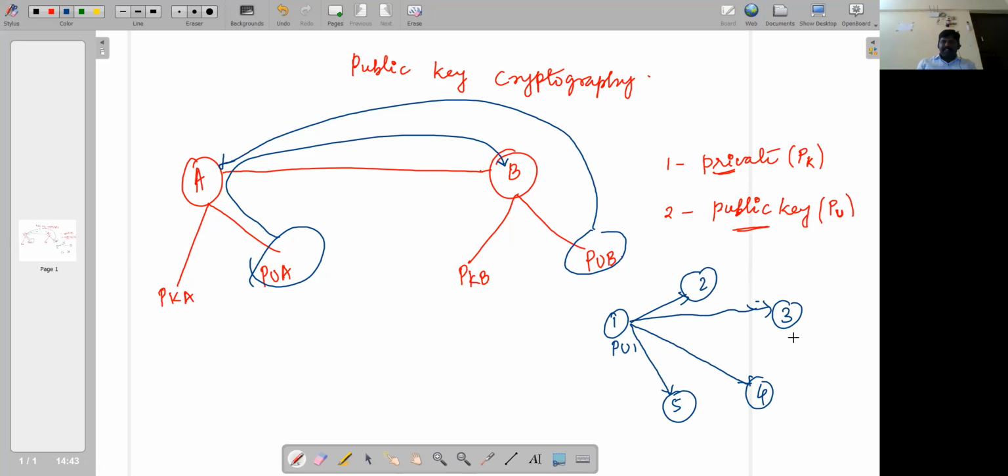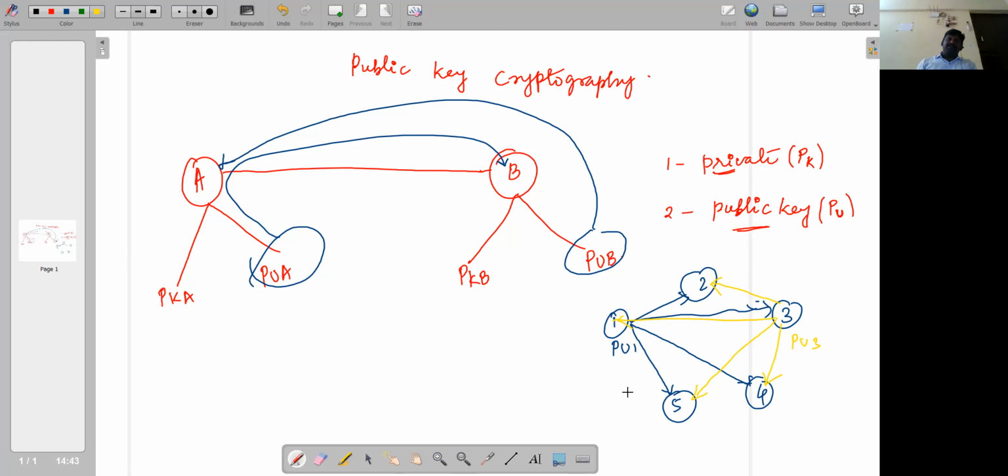Very similarly, the public key of B, the public key of 3, right? The public key of 3 can be shared with all other users who are present in the network. So this means that every user's public key will be known to all other users who are going to be involved in a communication. I hope this is clear.